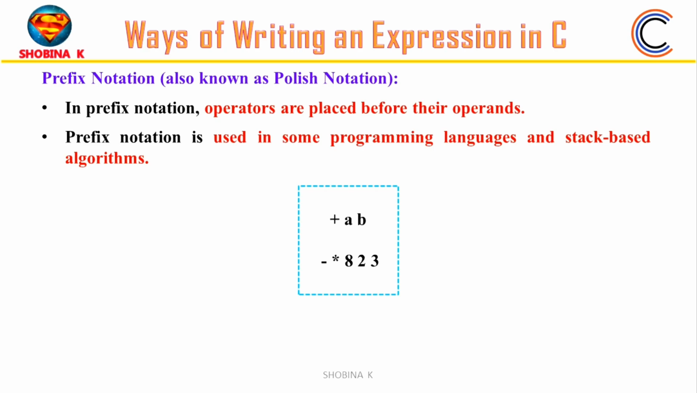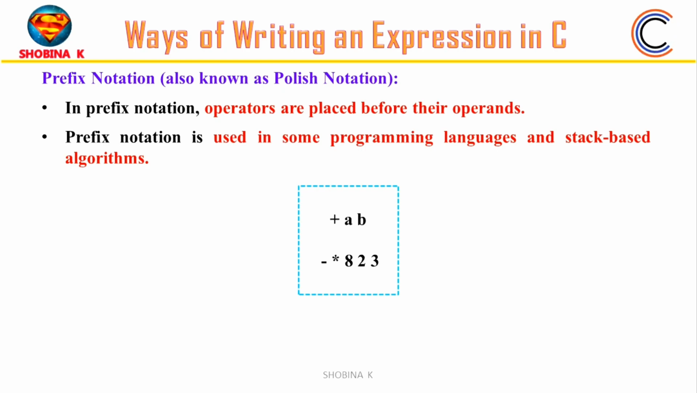The multiplication operator is applied to the two operands that come after it, which are 8 and 2. Therefore, we multiply 8 by 2, resulting in 16. After performing the multiplication, next we subtract 16 from the operand immediately following the subtraction operator, which is 3. And this will result in 13.